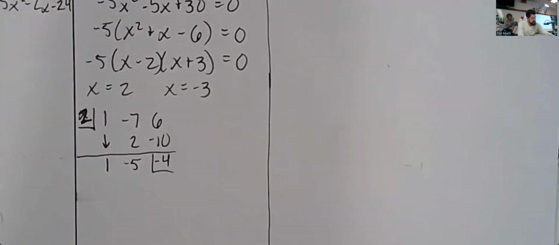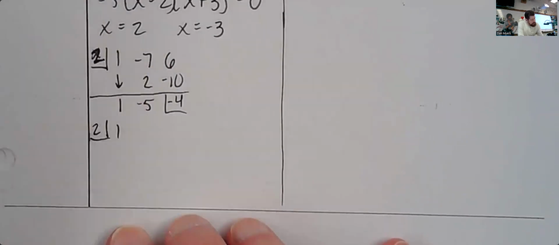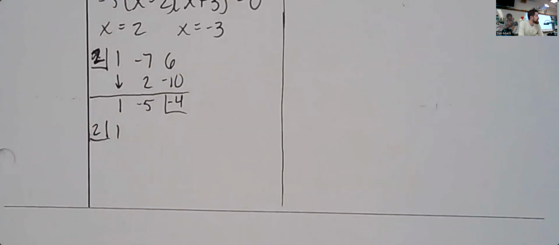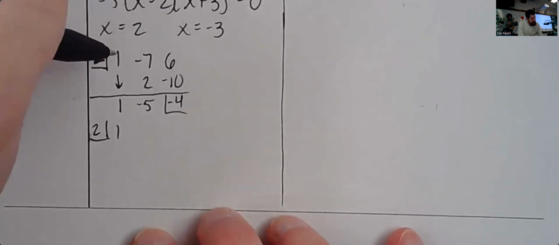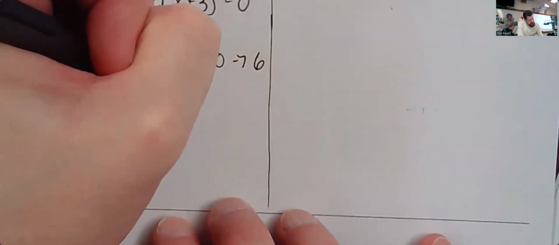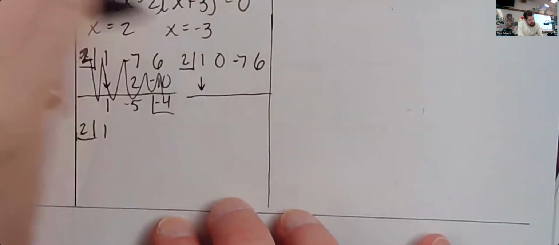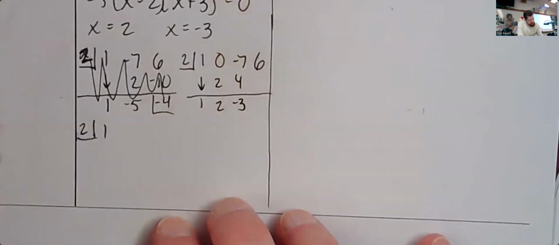Let's evaluate the next one for x equals 2. So that's going to be 2, and then we're going to have 1. Actually, you know what? I messed up. I forgot a 0. Okay, I'll just rewrite it. So 2, we're going to have 1, 0, negative 7, and then 6. All right, try this again here. So 1, 2, 2, 4, negative 3, negative 6, and 0.